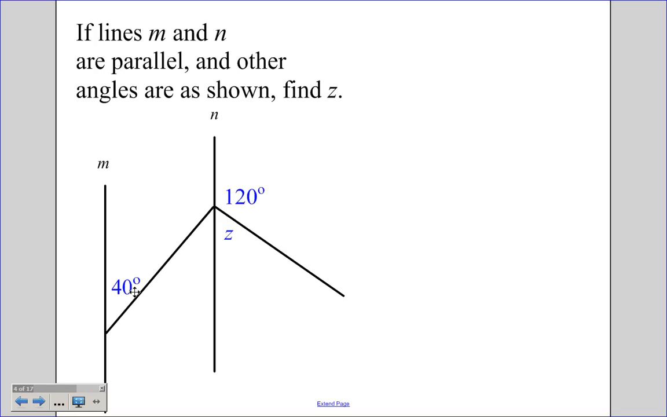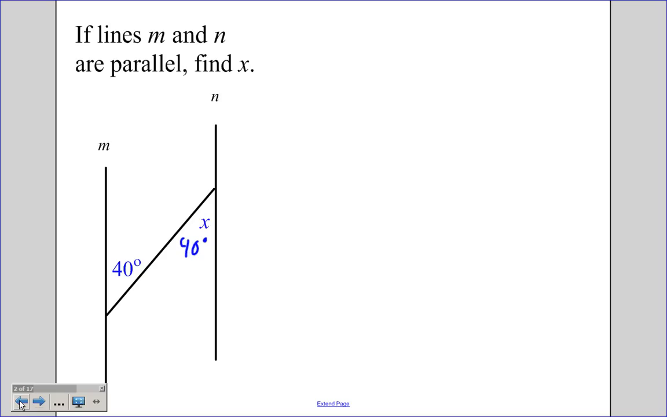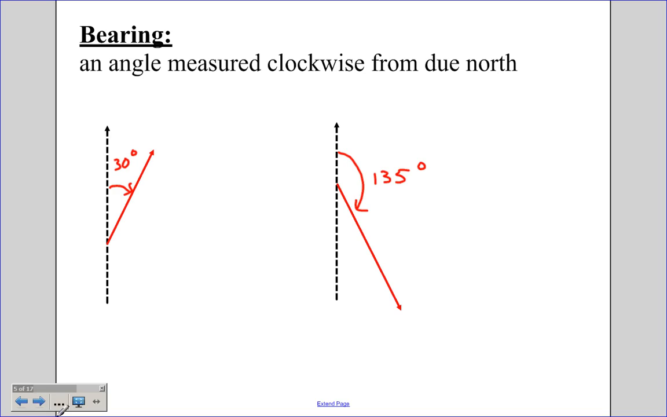So if we know this is 40 and that's 120, let's try to find Z. 180 minus 120 would be 60. So now we have angle Z. We're going to need these skills in order to do some of these problems.